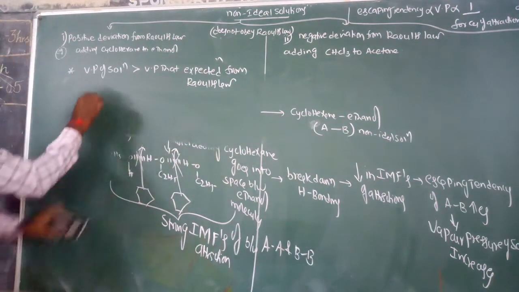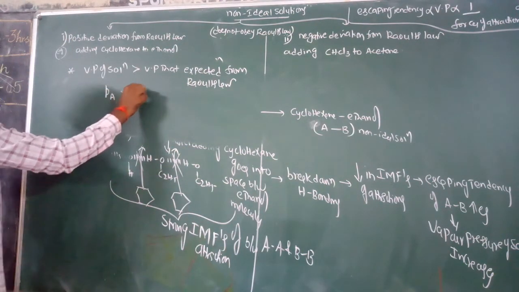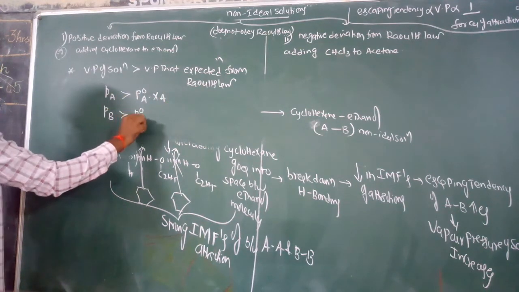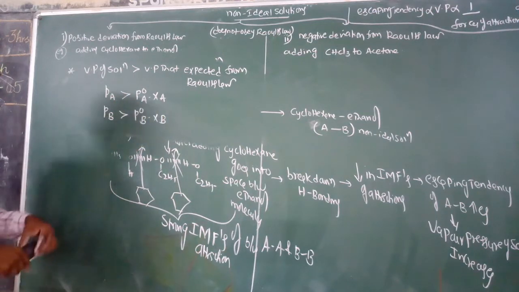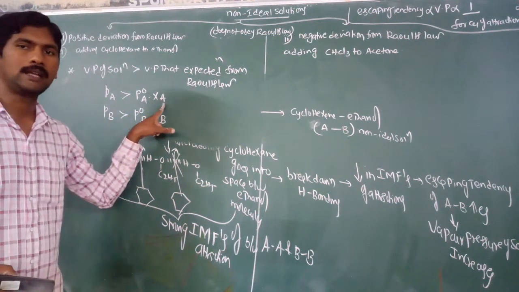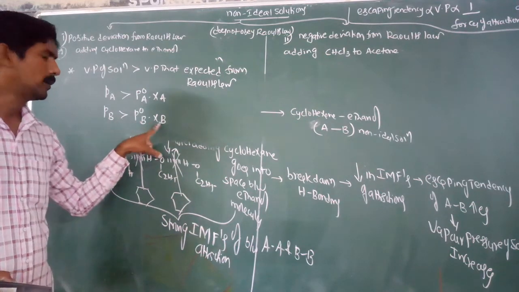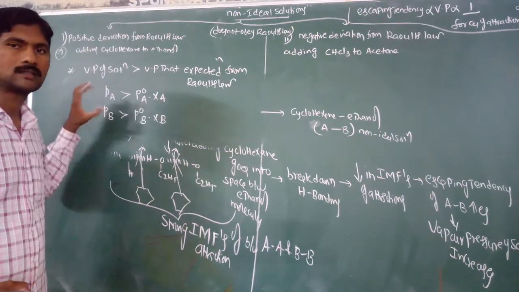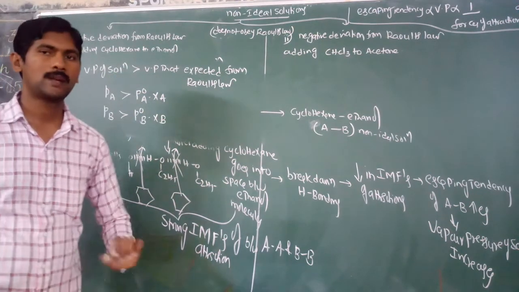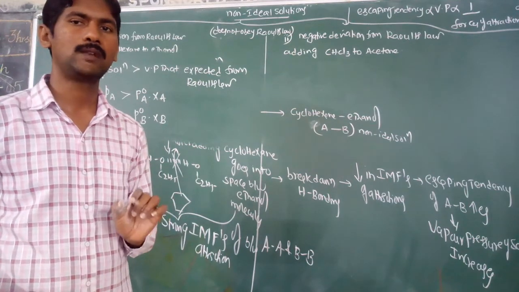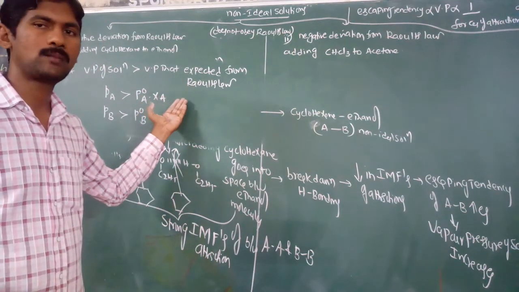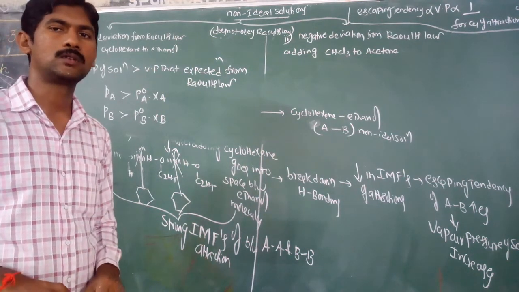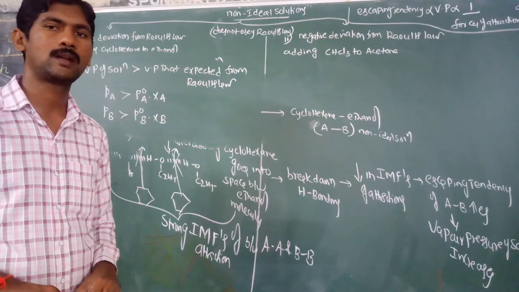That means PA is greater than P naught A into XA, PB is greater than P naught B into XB. This is Raoult's law, and these are the vapor pressures of solutions. So if the vapor pressure of solution is greater than the vapor pressure expected from Raoult's law, those solutions can show positive deviation from Raoult's law.